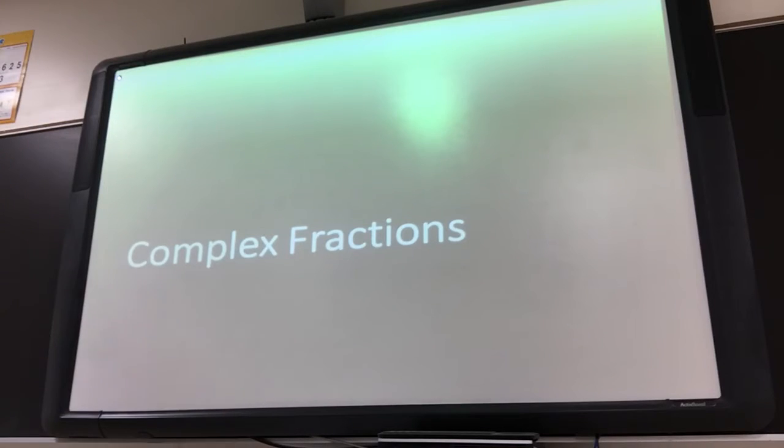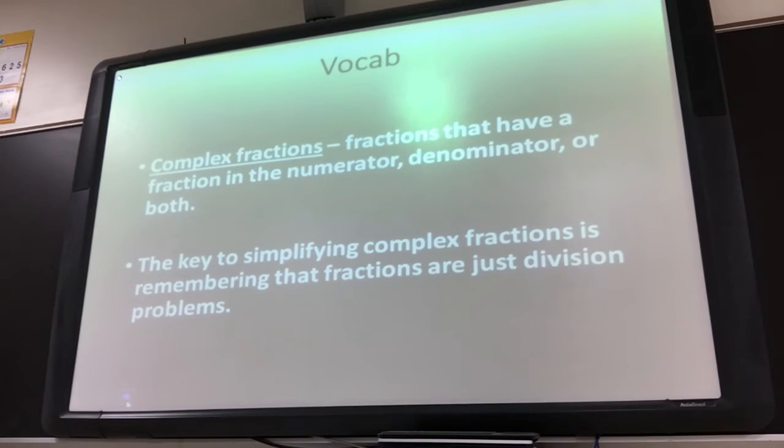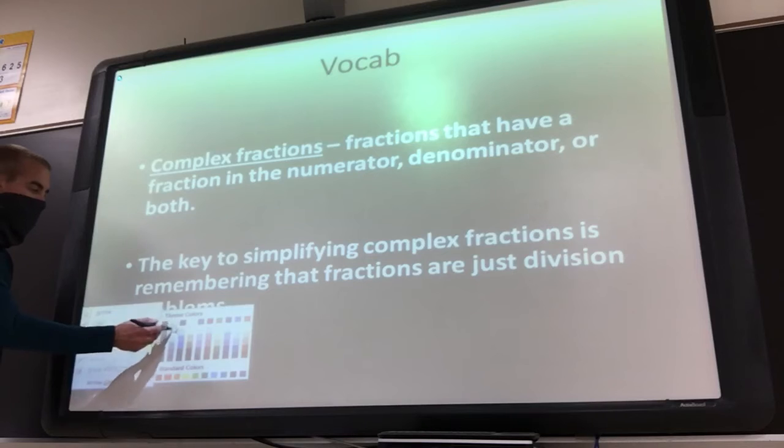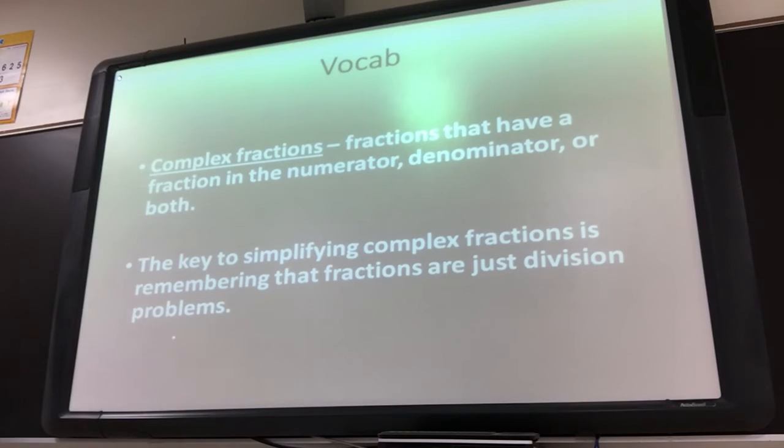So sometimes when finding unit rates, we're going to have two different fractions. And so simplifying what's called complex fractions is going to help us to get the unit rate. So a complex fraction is a fraction that has another fraction in the numerator, the denominator, or both. So it's a fraction made up of two fractions, basically.